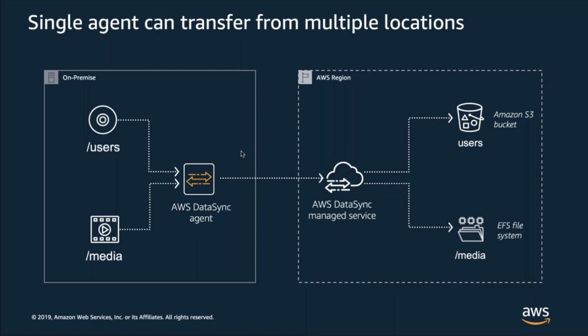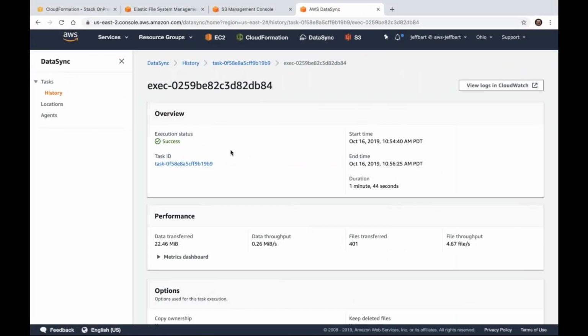Okay, so let's go check the status of our task. Okay, so we can see that our task executed successfully. Took about 1 minute and 44 seconds, and this time you can see that 400 files were transferred, again, in addition to information about the folder that those files were stored in. Gives you how much data was transferred and roughly the file throughput and data throughput.